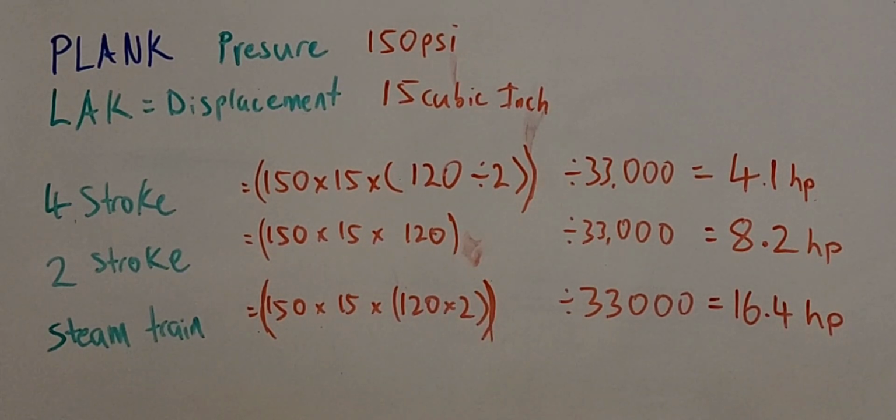As said, this is just theoretical, but the bigger point to work out is when you look at the horsepower readings of all 3 engines. The 2-stroke has twice as much horsepower as a 4-stroke, even though it has the same cylinder pressure, the same displacement and the same RPM. It'll produce twice the horsepower. The steam train, which has the dual action, will produce twice the horsepower of a 2-stroke and 4 times the horsepower of a 4-stroke.